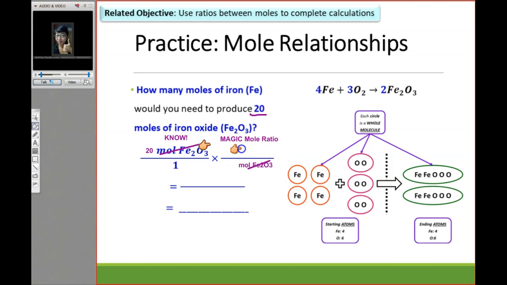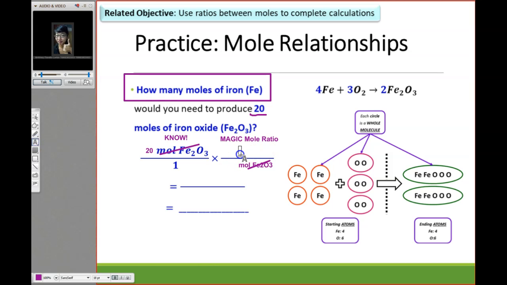What am I solving for? What goes on top of my mole ratio? Excellent, I see Annette. Again, what are we solving for? Take a look at the start of our question. Thank you, Christine. Thank you, Ryan. Yeah, we're solving for iron, specifically moles of iron. So on top, I'm going to put moles of iron, moles of Fe.